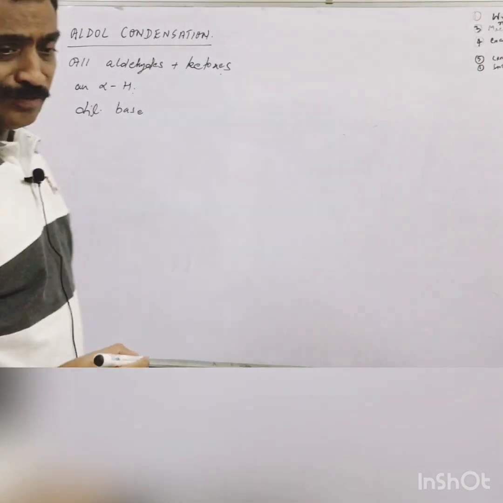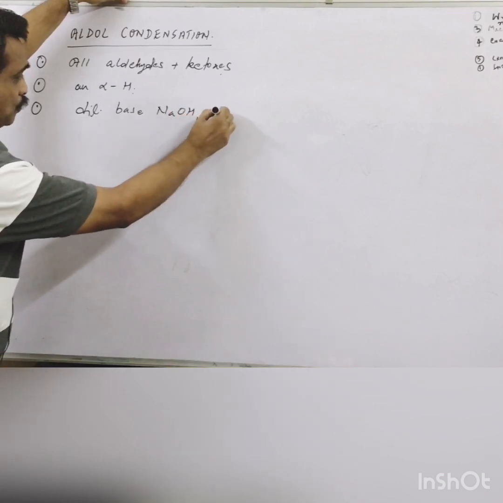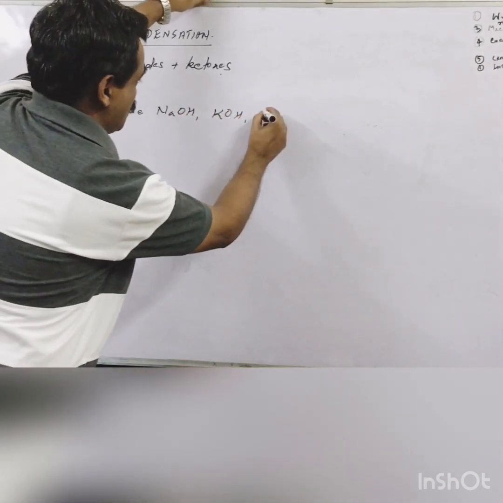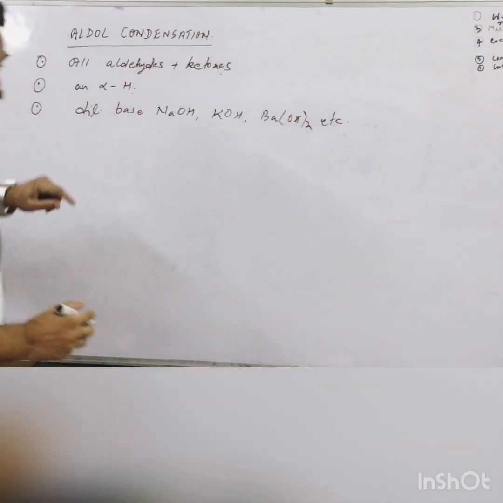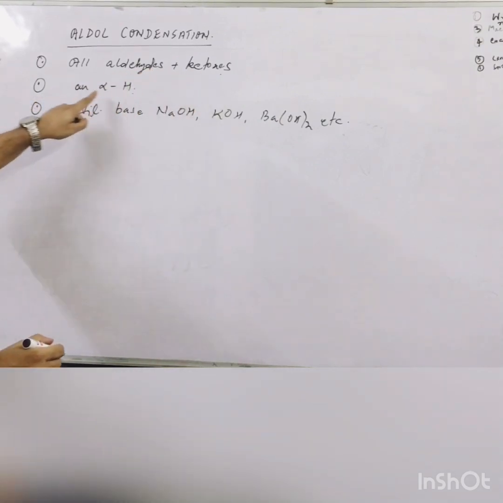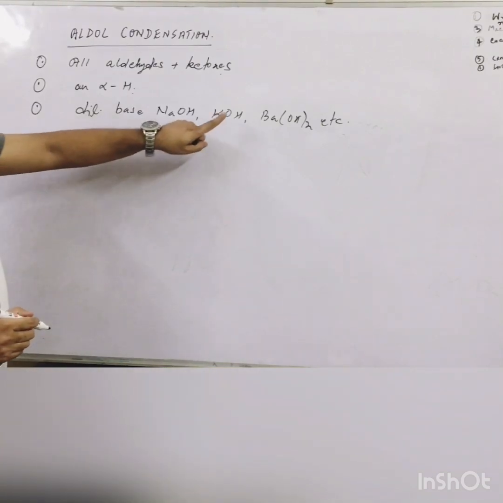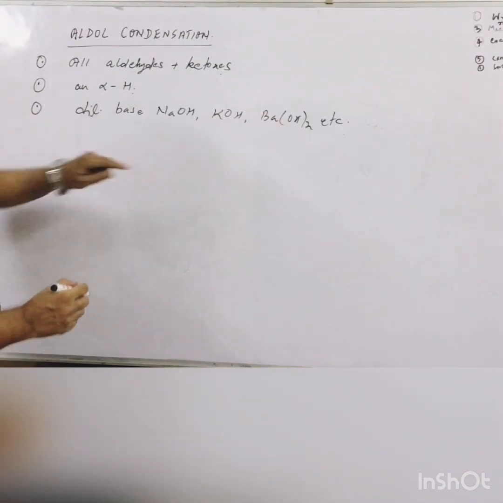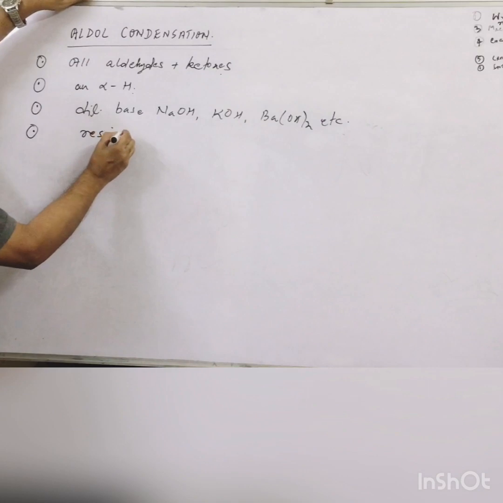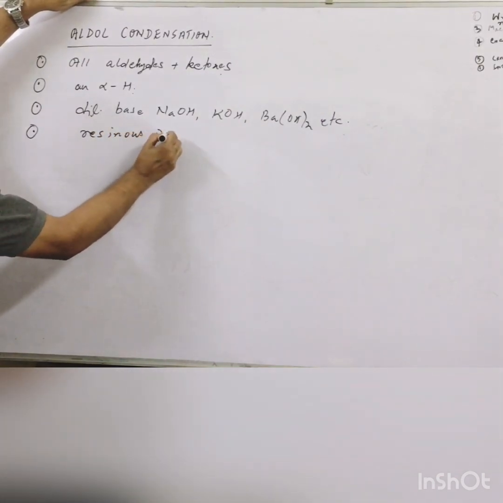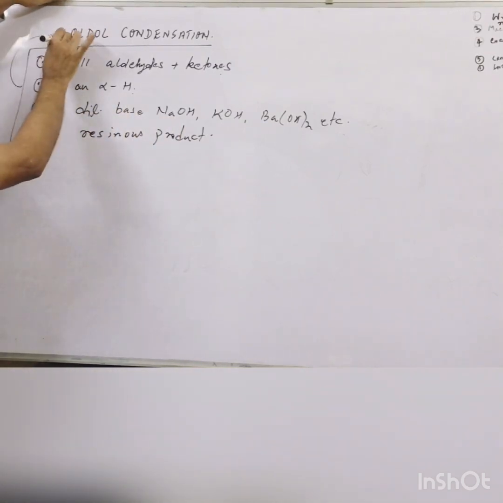The base could be sodium hydroxide, potassium hydroxide, or baryta, barium hydroxide, etc. So when an aldehyde or a ketone possessing an alpha hydrogen is allowed to react with a diluted base, say sodium hydroxide, potassium hydroxide or baryta, a resin-like product is formed, a resinous product. And this whole sequence of activity is known as Aldol condensation.